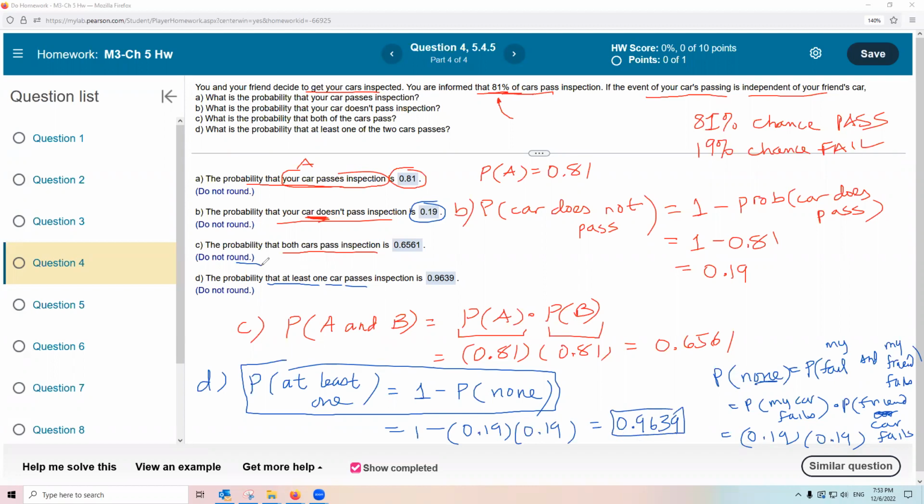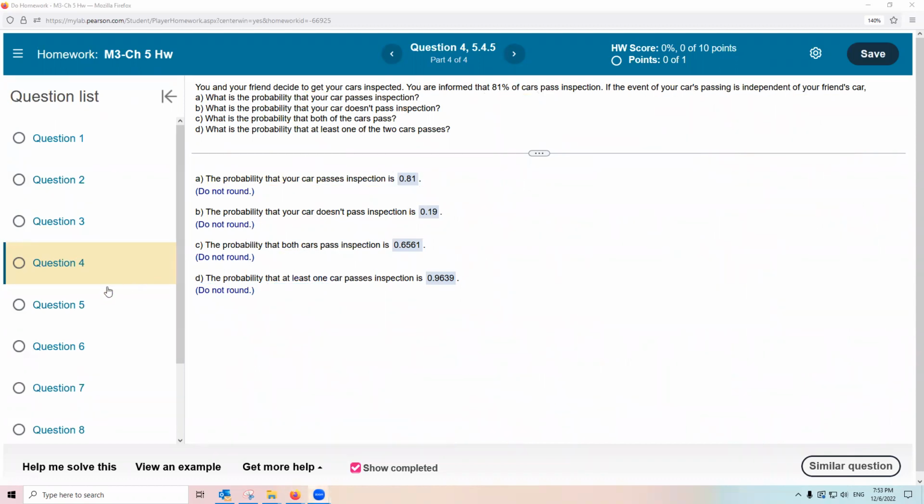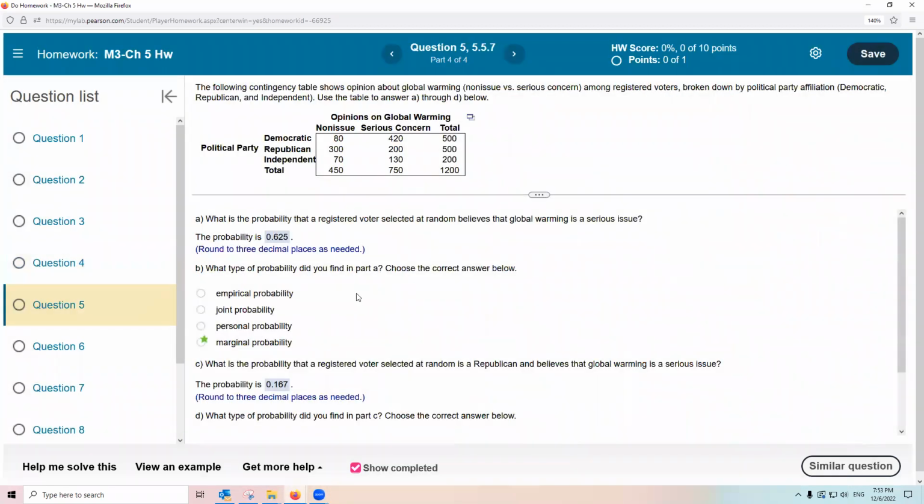So whenever you see a question that says, what's the probability of at least one? Think of it as 1 minus the probability of none. All right, let's take a look at another example. Let's go to number 5 here, maybe.